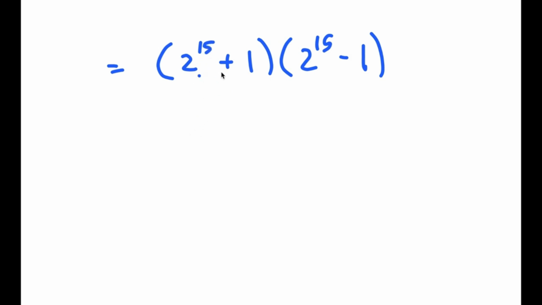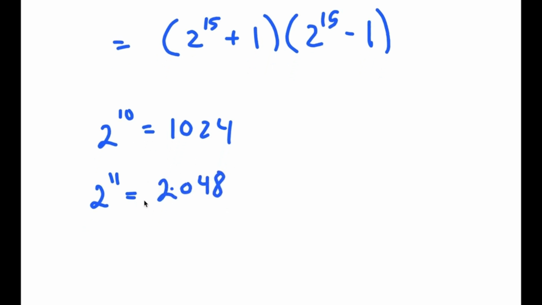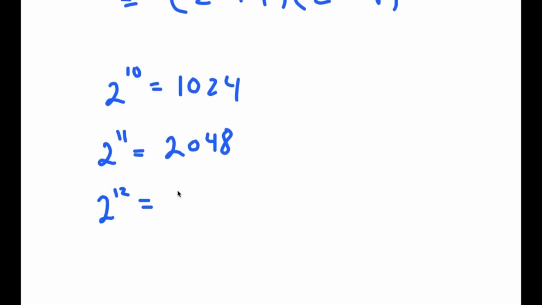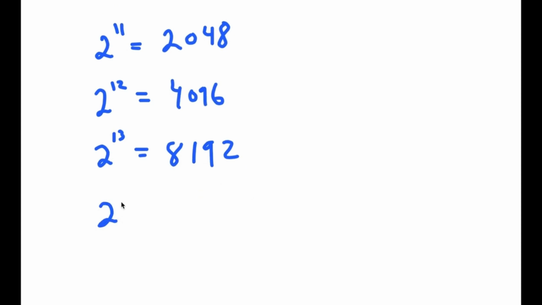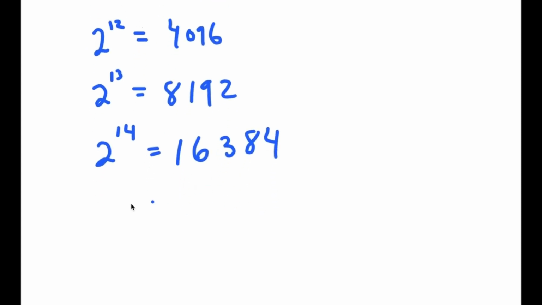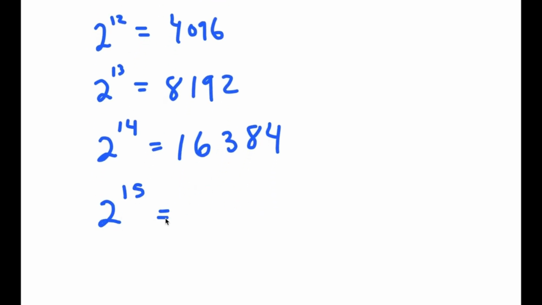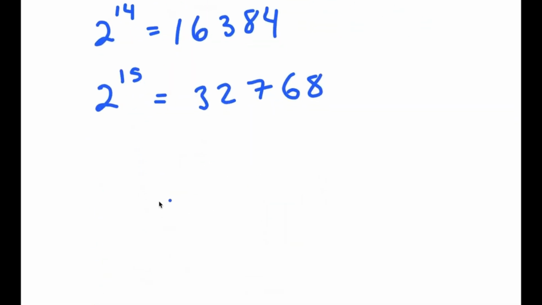Now, 2 to the power of 15, well, what's the value of that? Well, 2 to the power of 10 is 1024. So 2 to the power of 11 is double of 1024, which is 2048. Now 2 to the power of 12 is double of 2048, which is 4096. 2 to the power of 13 is double of 4096, which is 8192. 2 to the power of 14 is double of that, which is 16,384. And finally, 2 to the power of 15 is double of this, which is 32,768.